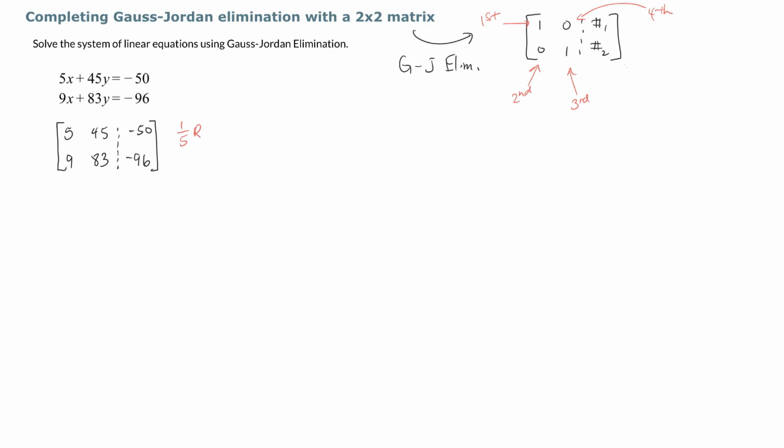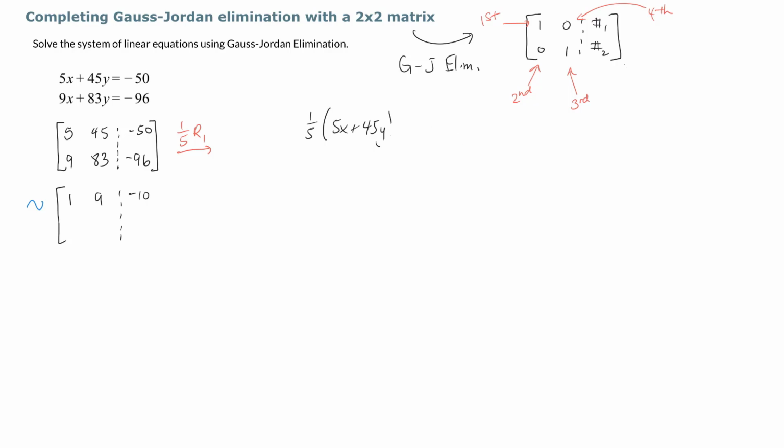1/5 times row 1 and store in row 1. Make sure you write tilde on your paper. Tilde means row equivalent. And we are changing row 1, so 1, 9, and then negative 10. Remember, what does 1/5 times row 1 mean? It's just shorthand for saying multiply 1/5 to both sides. That's all that's going on.